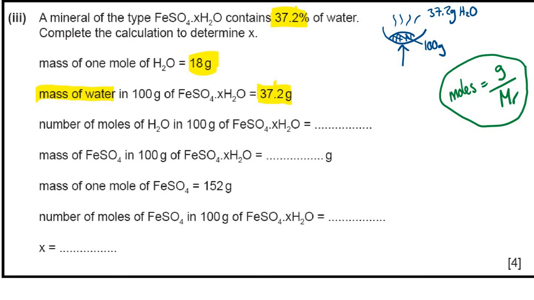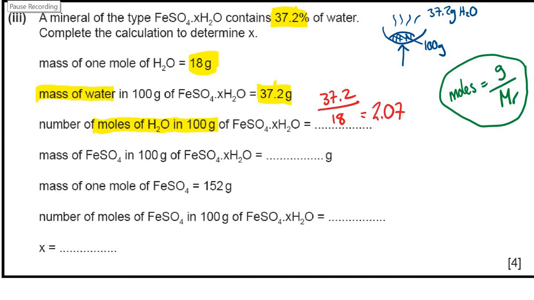So how do we work out the number of moles of water in 100 grams? It's easy. We've got our equation here, moles equals grams over MR. They've already told us the MR of water. We know the grams is 37.2. Divide that by 18, and you should get 2.07 moles. Keep it to 3 significant figures. So therefore, what is the mass of iron sulfate? So this is the anhydrous without water.